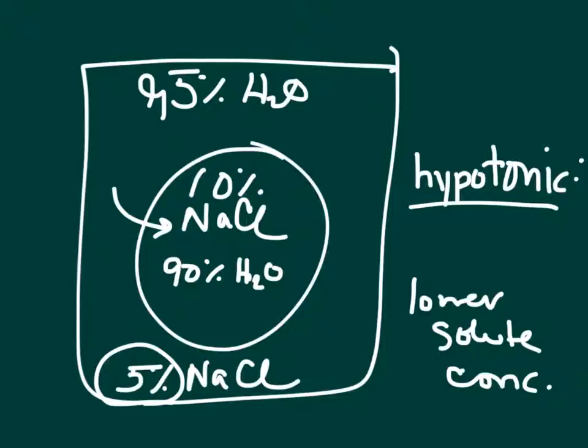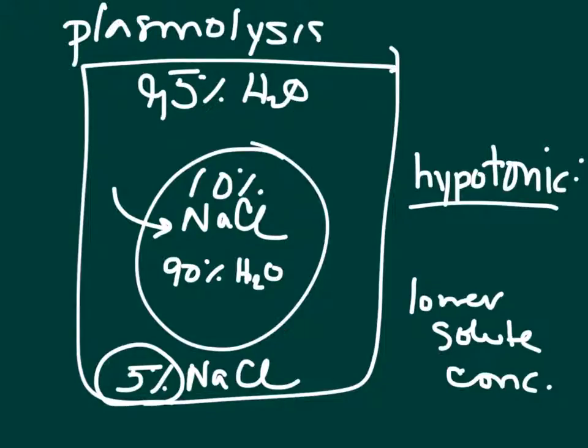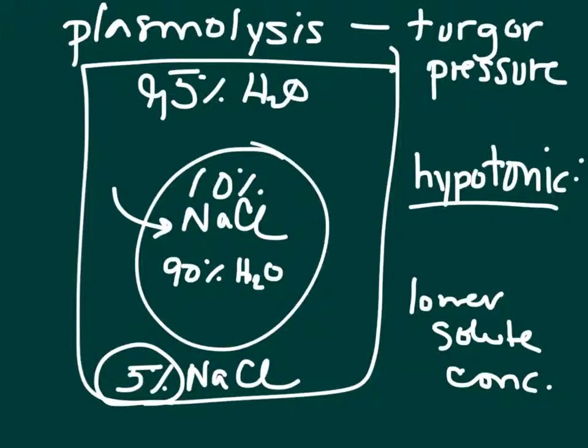The resulting pressure that causes swelling or bursting is turgor pressure, which is one of your words from your bell work on Thursday. Turgor pressure. And the act of water rushing in or out is called plasmolysis. So, because it affects the plasma, right? Cytoplasm. So we call it plasmolysis. The pressure that results from water rushing into the cell.